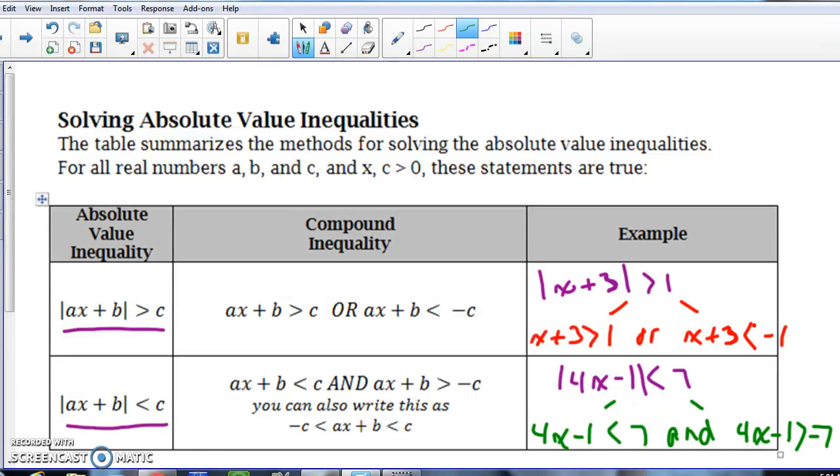So that's the big difference. But honestly, once you get that, when you go to solve these, this is just like solving compound inequalities. So it's really nice that this section is kind of the past two sections rolled into one.